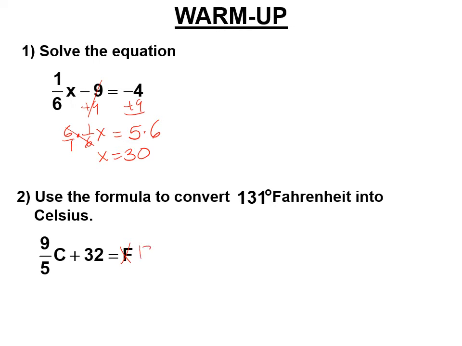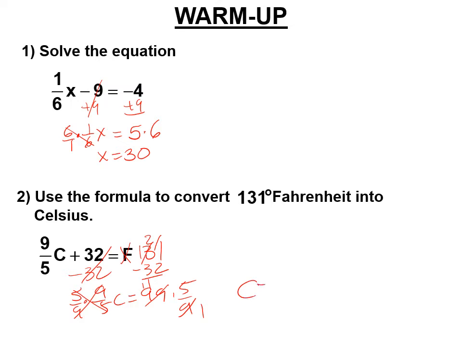Then we did how to convert Fahrenheit into Celsius. You do not need to memorize the formula. You replace the F with the temperature you want to find out about. So you subtract 32 from both sides here. 9/5 C equals 99. Multiply both sides by the reciprocal of 9/5, which is 5/9. 9 cancels with 99 and becomes 11, and so C equals 11 times 5, or 55 degrees. So 131 degrees Fahrenheit, which is awfully hot, is 55 degrees Celsius.